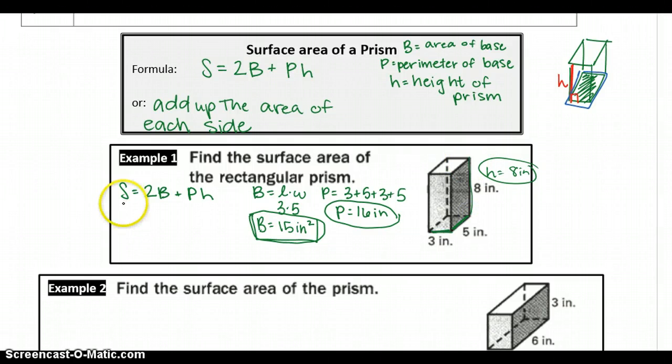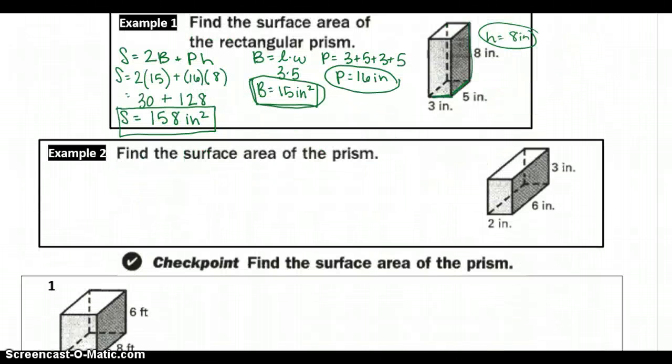So we can plug each of these into our formula. We'll get that as the surface area equals 2 times, for B, we'll plug in 15, the area of our base, plus P, the perimeter, is 16, times H, our height, is 8 inches. So I want to multiply 2 times 15 to give me 30, plus 16 times 8 gives me 128. And when I add these together, I get a final surface area of 158 inches squared. Surface area is a type of area, so our units will always be square units.